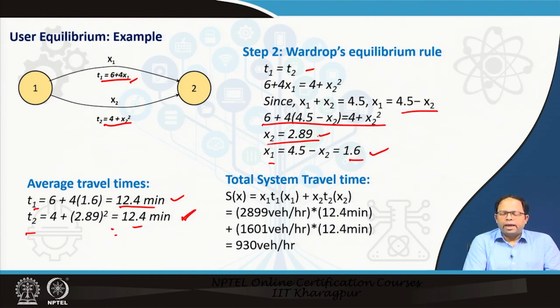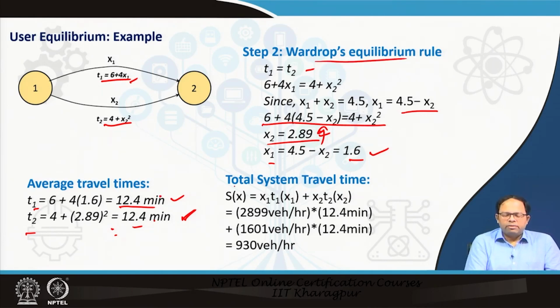So x2 is 2.899, in thousands of vehicles per hour, and 1.6 thousand vehicles per hour is the flow in x1, and these are the corresponding travel times, which are the same as per Wardrop's equilibrium. So this is Wardrop's first equilibrium.